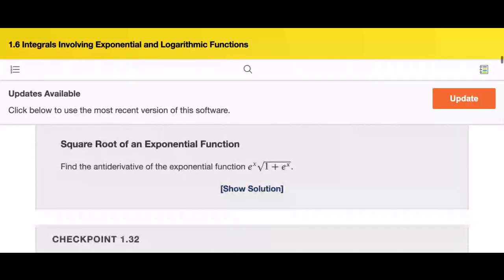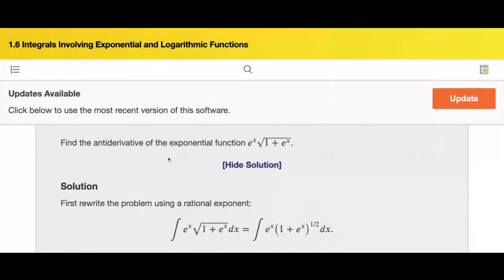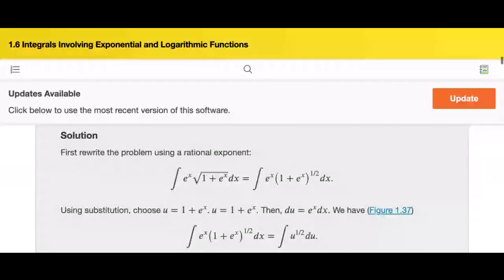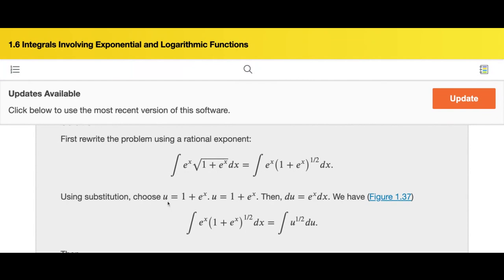Okay. Let's see this one, the square root of an exponential function. So we want to find the antiderivative of the exponential function e to the x outside, and also we see 1 plus e to the x under the square root sign. So how do we deal with this? The square root of 1 plus e to the x can be written as 1 plus e to the x raised to the half. Now we use u to substitute for 1 plus e to the x.